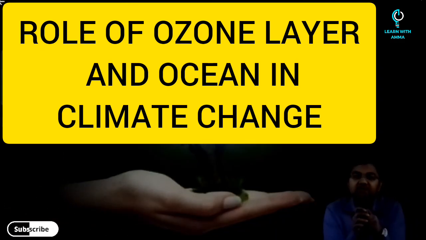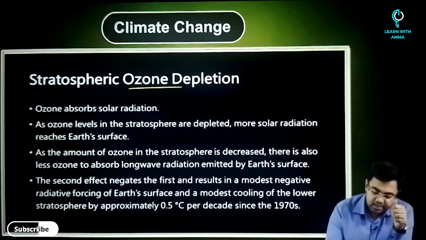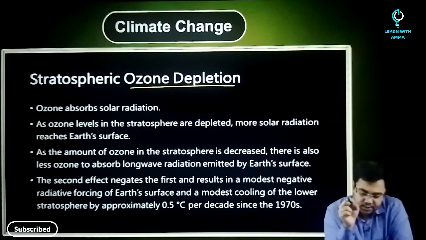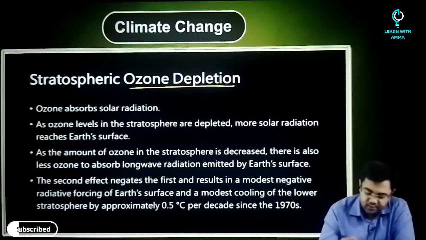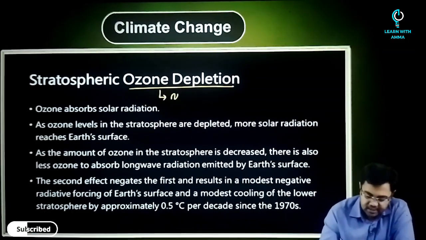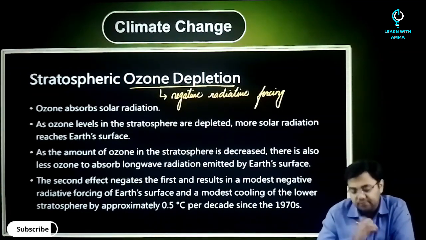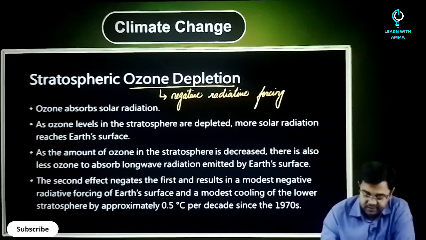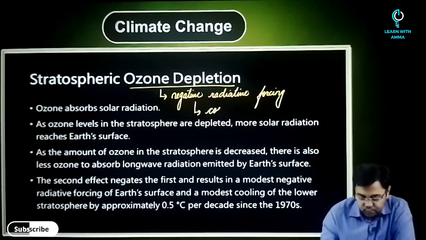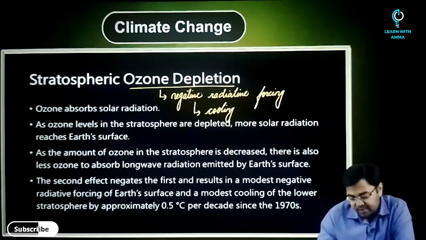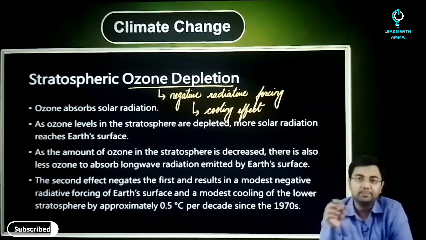Now next we'll discuss the role of ozone layer depletion on climate change. So the very first thing that you should note is that it has a negative radiative forcing. And as we have already discussed, the meaning of negative radiative forcing is that it would have a cooling effect, a very moderate but cooling effect on the temperature.